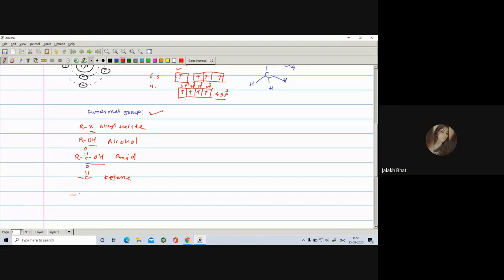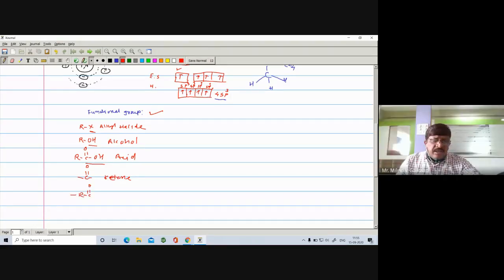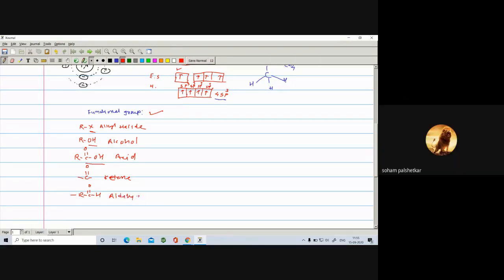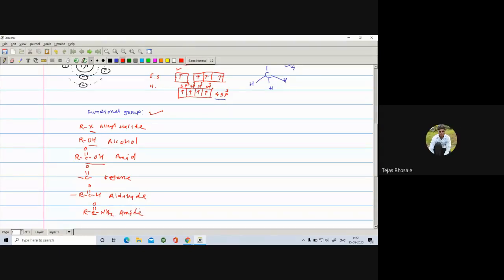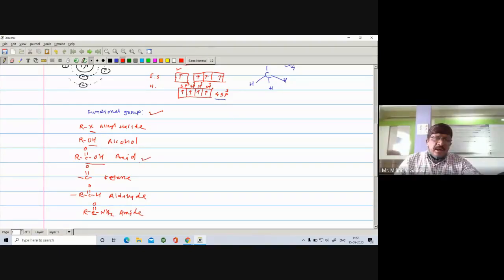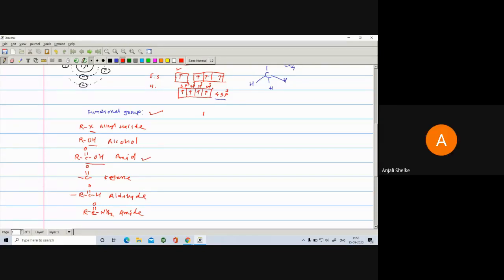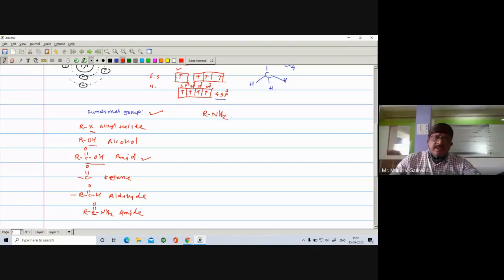Next. CHO for aldehyde. RC double bond OH, it is an aldehyde. Next one. Amide, RCONH2. Carboxylic acid, yes, we have written acid already. Next one, amine, RNH2. Amine. Next example, alcohol, we have written alcohol already. Next example, quickly tell.